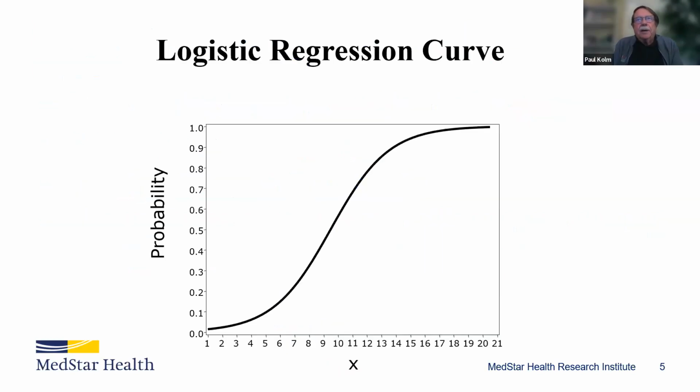I'm sure everyone's familiar with the normal distribution and what that looks like. You have a symmetrical distribution. Well, this is what the logistic distribution looks like. And you notice that in the middle of the distribution here, this is pretty linear. But if we go out to the tails of the distribution, you can see that it's not linear.